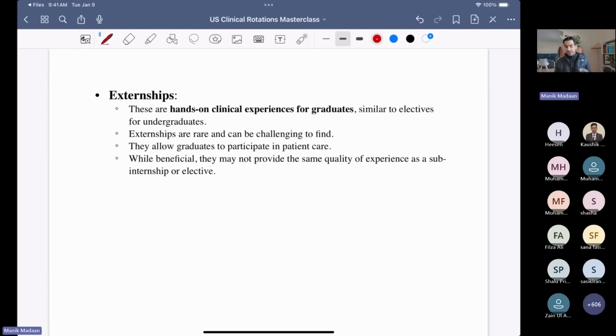Externships are hands-on clinical experience for graduates, like I talked to you about. These are legal. Some people will tell you it's illegal. It's not true.